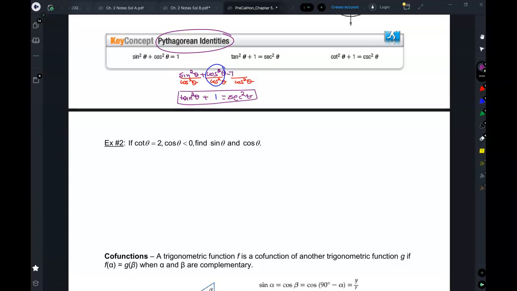But now, if we take that sine squared theta plus cosine squared theta equals 1, the Pythagorean identity, and now we divide by cosine squared theta, what do we get? Wait, divide by sine. Oh no, divide by sine squared theta, sorry, because we already did the cosine.